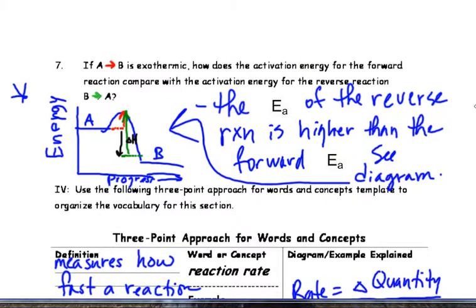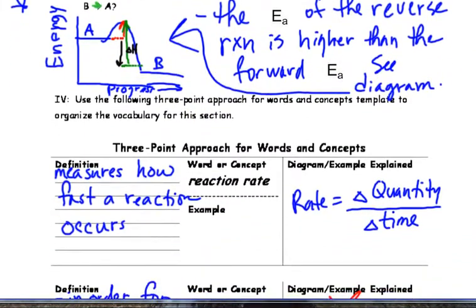So we just have this left. If A is going to B, and if it's exothermic, such as this, A is high energy, B is low energy, with this little curve to overcome the activation energy. How does the activation energy of the forward reaction compare to the activation energy of the reverse reaction? You can see here that the activation energy would be very small for the forward reaction, but very big for the reverse reaction, if we could do it in reverse. Okay, so there we have it.